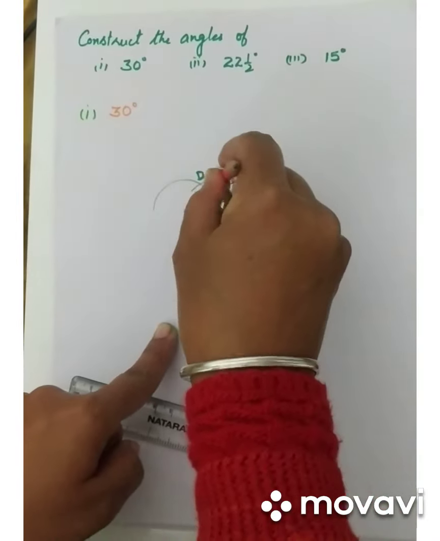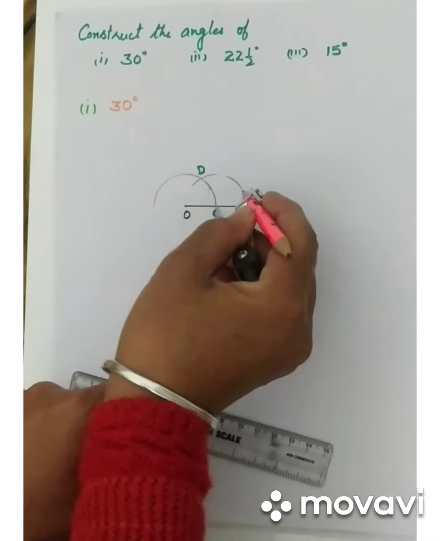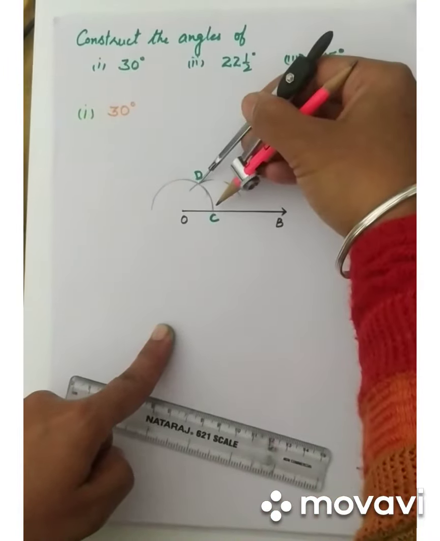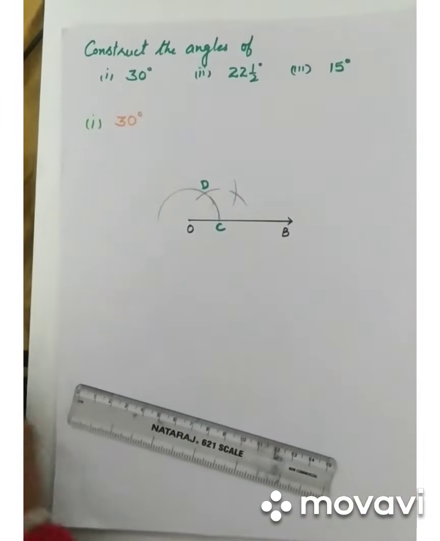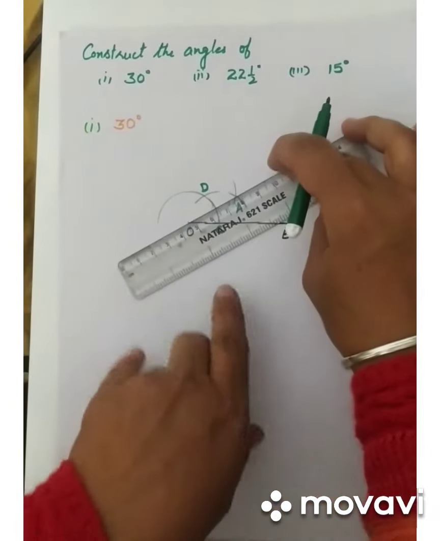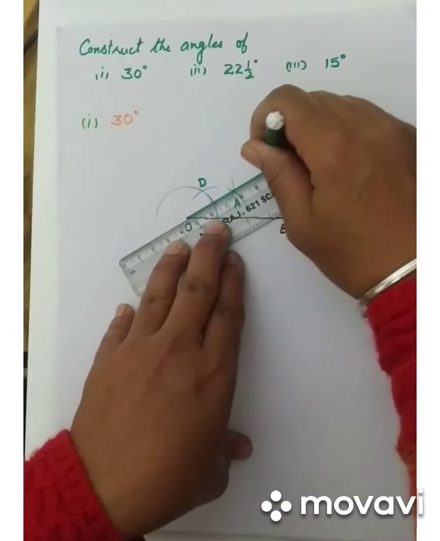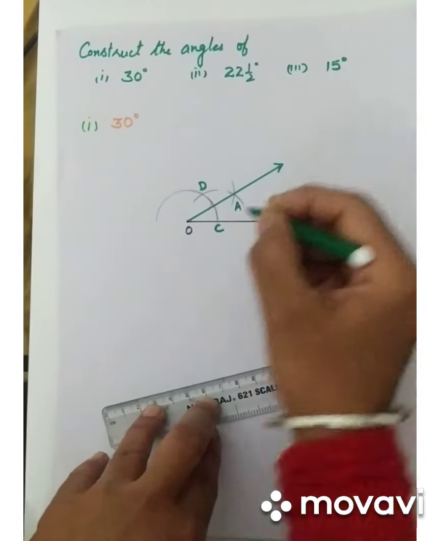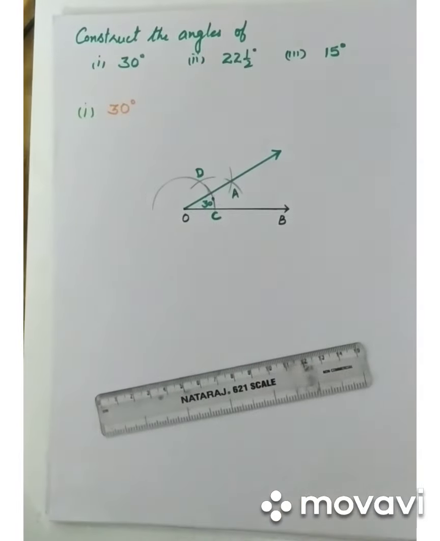Now we have to draw one more arc with center C, and another arc from D, which cuts the previous arc. Now name this point as A. Now join OA, and this becomes the angle of 30 degree. In this way we can construct the angle of 30 degree.